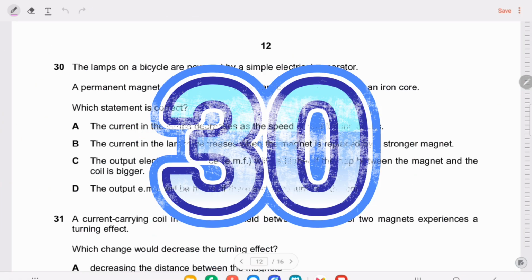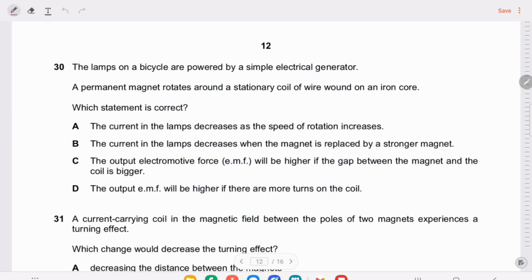The lamps on the bicycle are powered by a simple electrical generator. A permanent magnet rotates around a stationary coil of wire wound on an iron core. Which statement is correct? The current in the lamp decreases as the speed of the rotation increases. The current in the lamps decreases when the magnet is replaced by a stronger magnet. The output electromotive force will be higher if the gap between the magnet and the coil is bigger. The output EMF will be higher if there are more turns on the coil.